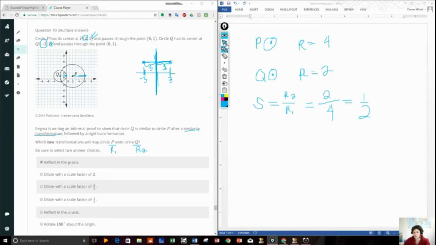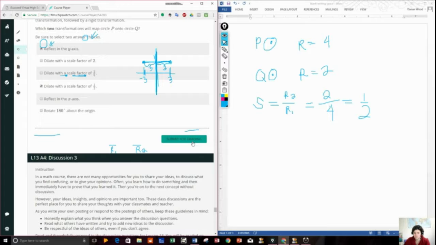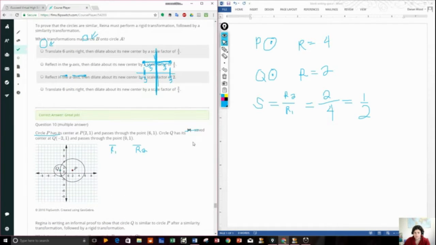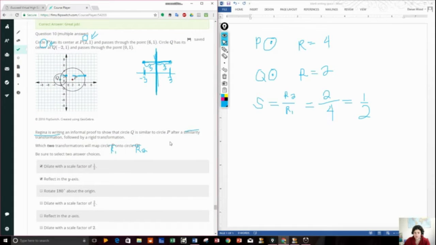So then that's our similarity. So dilate with a scale factor of 1/2. So submit that for grading. Great job. Okay, so there we have it.